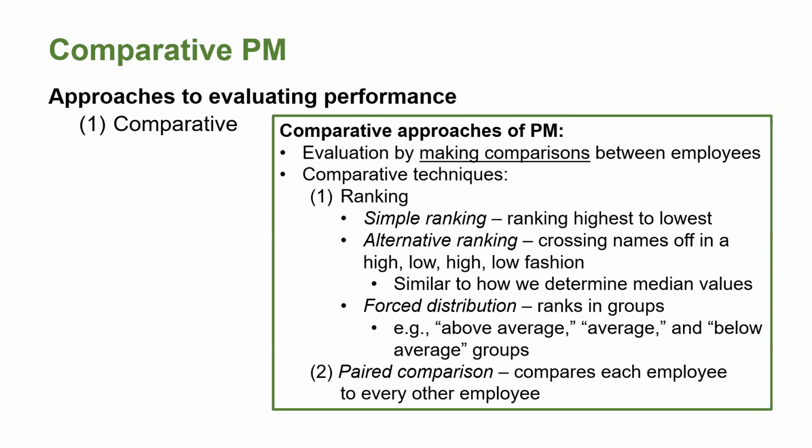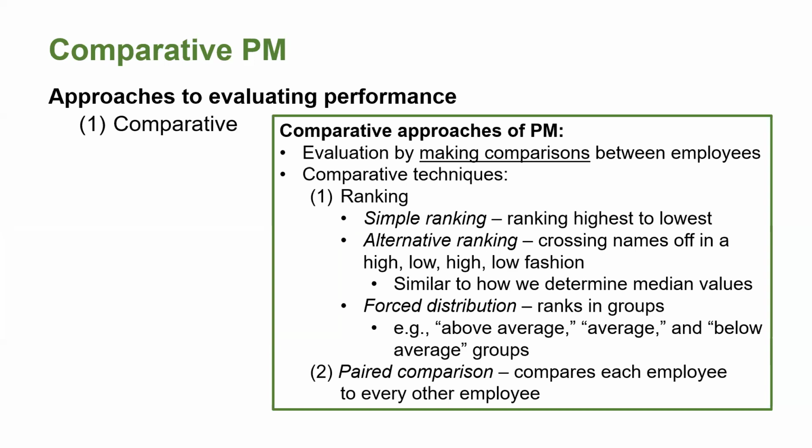Comparative approaches make evaluations by making comparisons between different employees. These comparisons can include ranking or paired comparison. With ranking, we can use simple ranking, which simply involves ranking employees from highest to lowest, with the highest performers at the tippy top of the list and then the lowest at the very bottom. We could also use alternative ranking, where you cross names off in a high-low, high-low, high-low fashion. And this is very similar to how we determine median values.